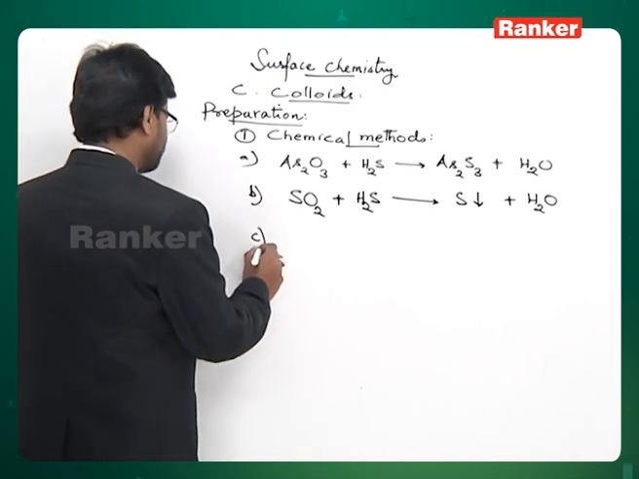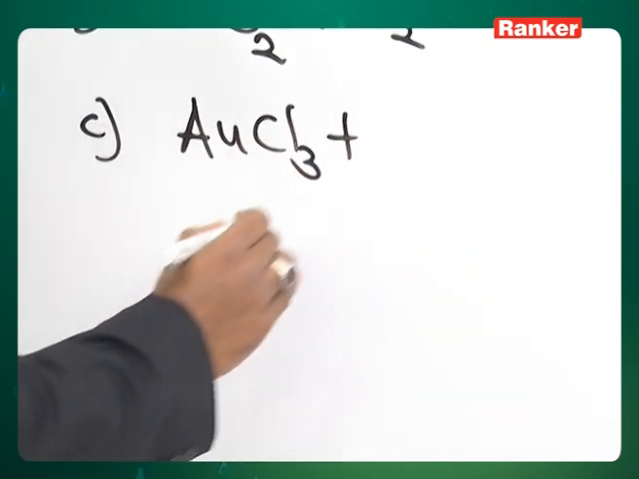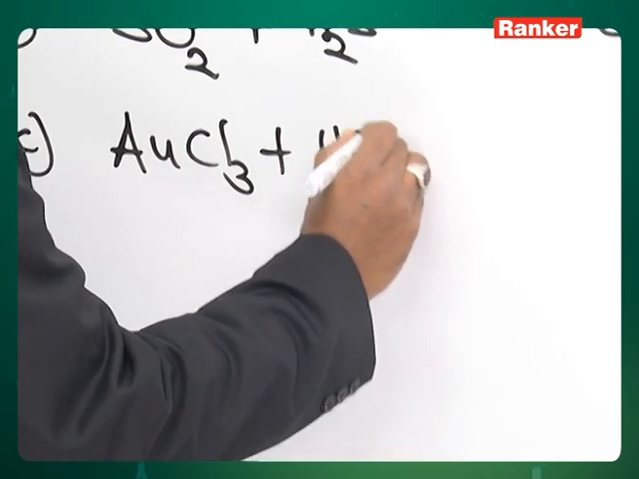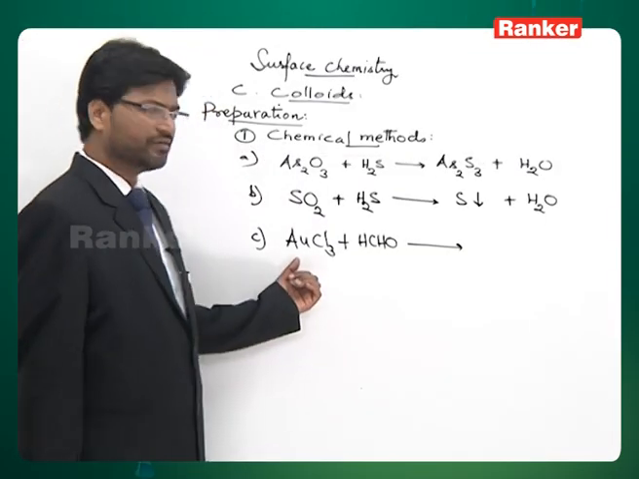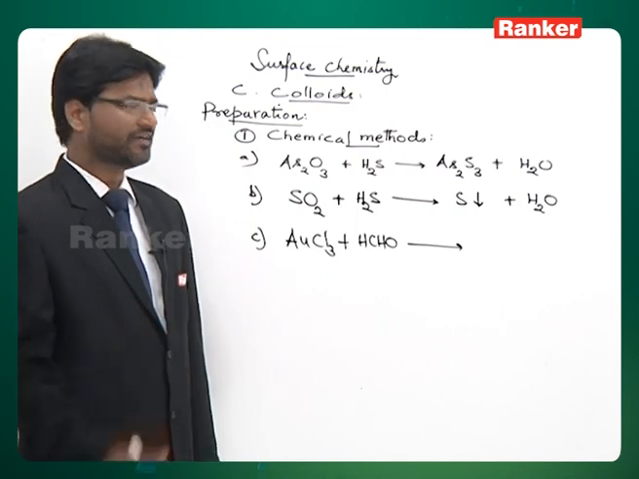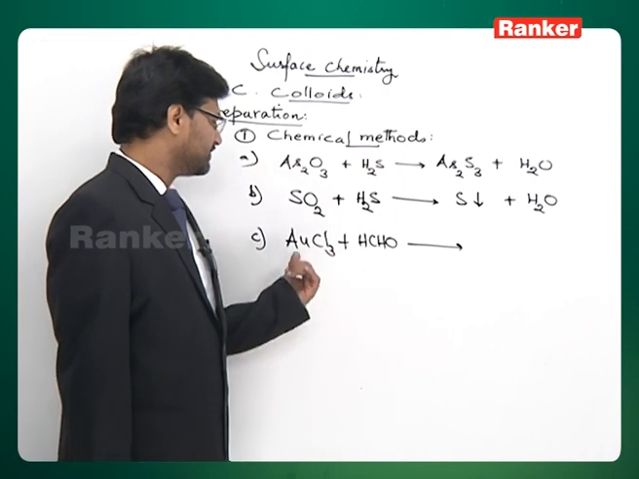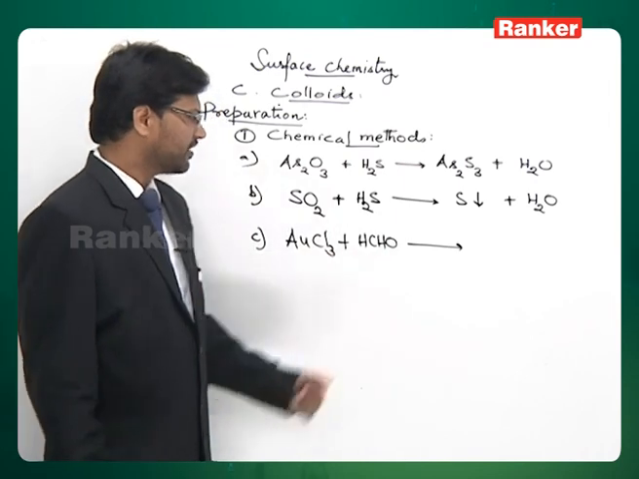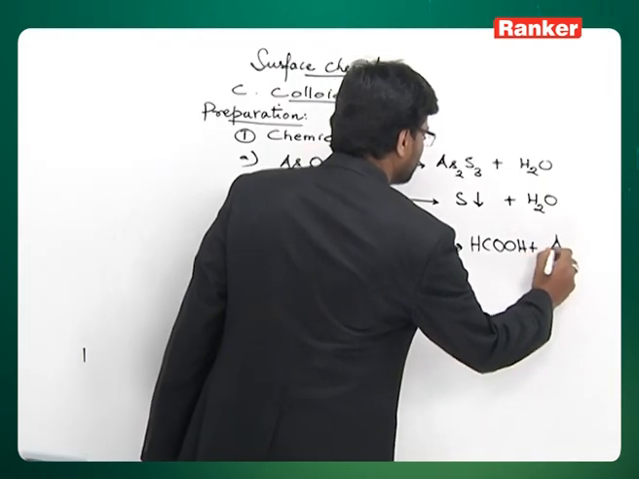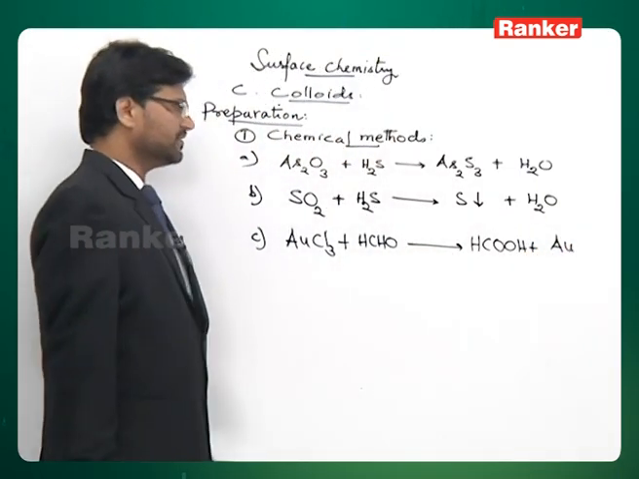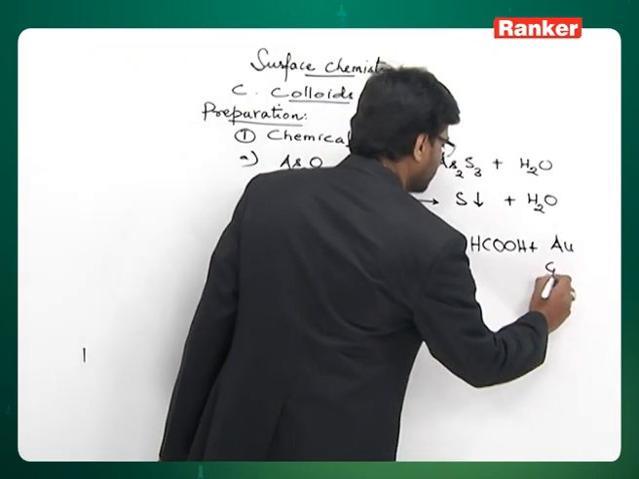Look at this case. AuCl3, when it is treated with formaldehyde. Au3+ has a very high SRP. So Au3+ has a great tendency to transform into Au. That means it can get reduced and this will get oxidized. So formaldehyde gets oxidized to formic acid. AuCl3 becomes Au. So this is another case of preparation. You get a gold sol here.